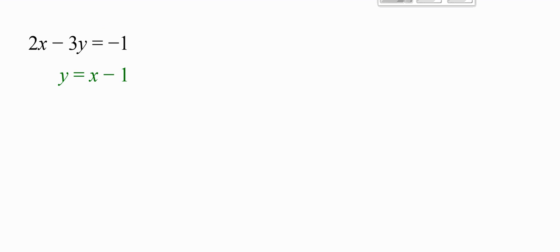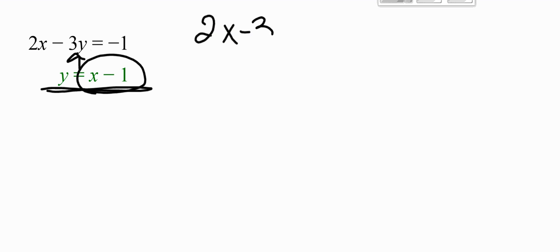So I have 2x minus 3y equals negative 1 and y equals x minus 1. Notice that I have y equals, so a variable is all by itself. So I'm going to take this and plug it into that y. So I have 2x minus 3 times (x minus 1) equals negative 1.